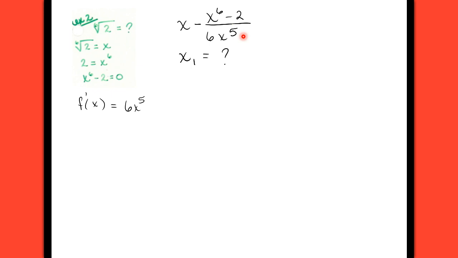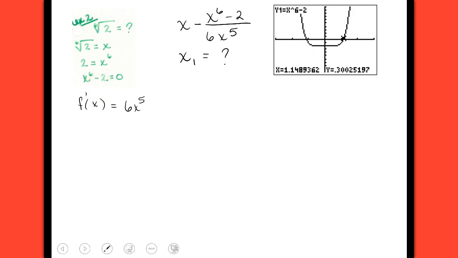I also could graph it. If I throw the original equation, the x to the 6th minus 2, in as y equals and graph it, you can see right here y equals x to the 6th minus 2, then you can see a solution over here really close to 1. So either with common sense or with looking at the graph, I'm going to make my first approximation 1. They didn't give it to me, but that's what I'm going to choose.